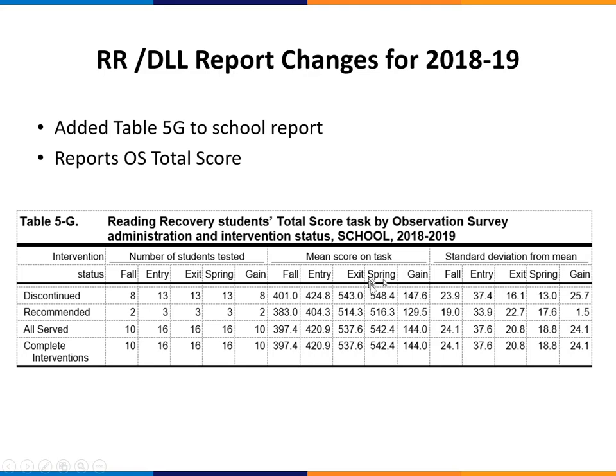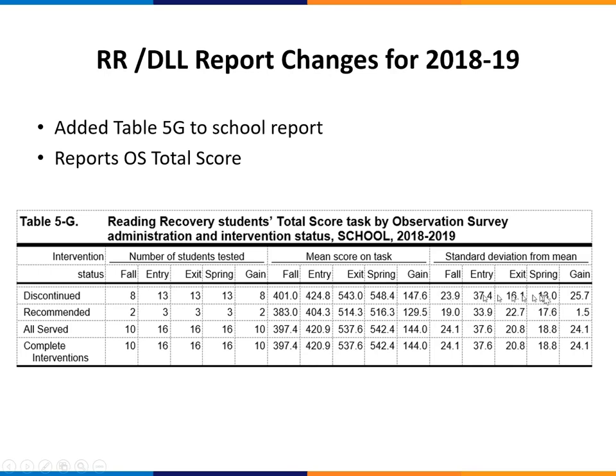The next 5 columns show you the mean or average scores at the different points in the year. Using our discontinued students again, in this sample the fall mean score was 401, the entry mean score was 424, the exit mean score was 543, and the spring mean score in this report was 548. And on average, all students made about a 47.6 point gain on the total score.